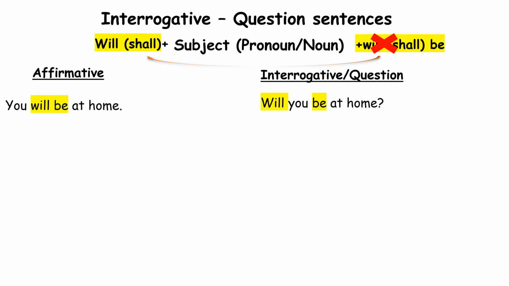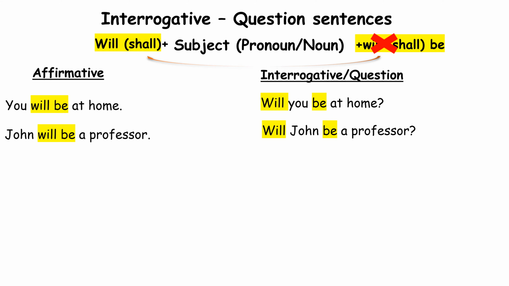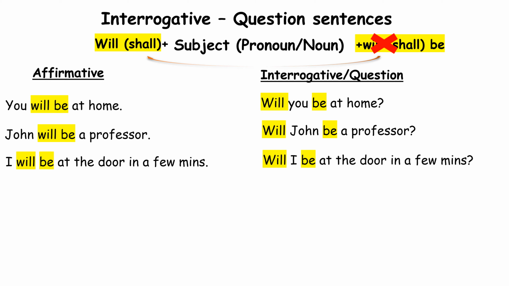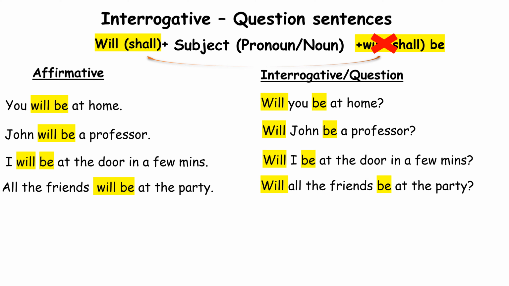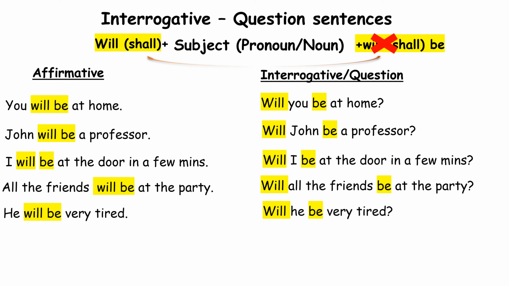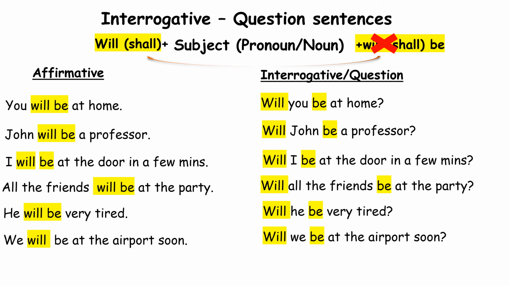You will be at home. Will you be at home? John will be a professor. Will John be a professor? I'll be at the door in a few minutes. Will I be at the door in a few minutes? All the friends will be at the party. Will all the friends be at the party? He'll be very tired. Will he be very tired? We'll be at the airport soon. Will we be at the airport soon?